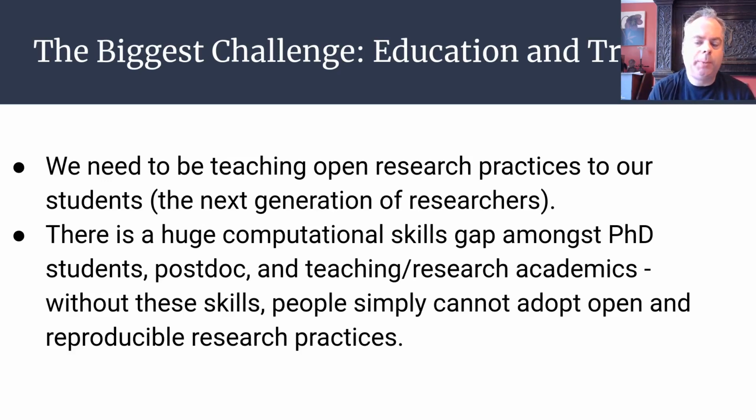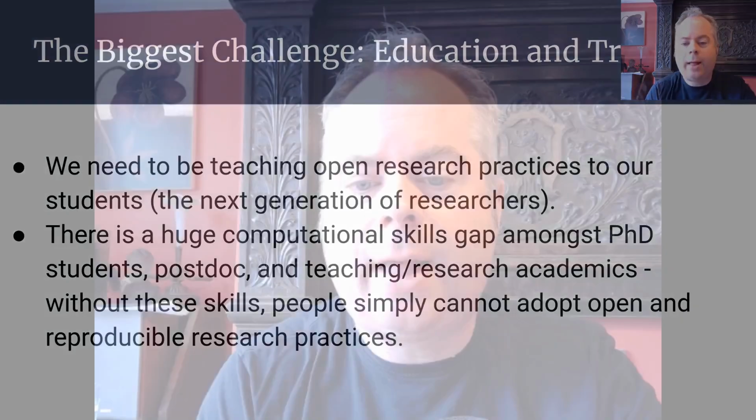And I think the biggest challenge, many times I talk to academics who want to do better research, they want to adopt open and reproducible practices, but they don't have the coding or computational skills to be easily able to do that. So we really need to be teaching these skills to our students, who are the next generation of researchers, because there's a huge computational skills gap amongst not just PhD students, but also postdocs and teaching and research academics, who generally don't have the experience in coding to be able to use software such as R or Python or other computational infrastructures that are absolutely critical for them to engage in open and reproducible science. And without these skills, they simply can't adopt open and reproducible research practices. So that's something I think really needs to be addressed, because it is an issue.